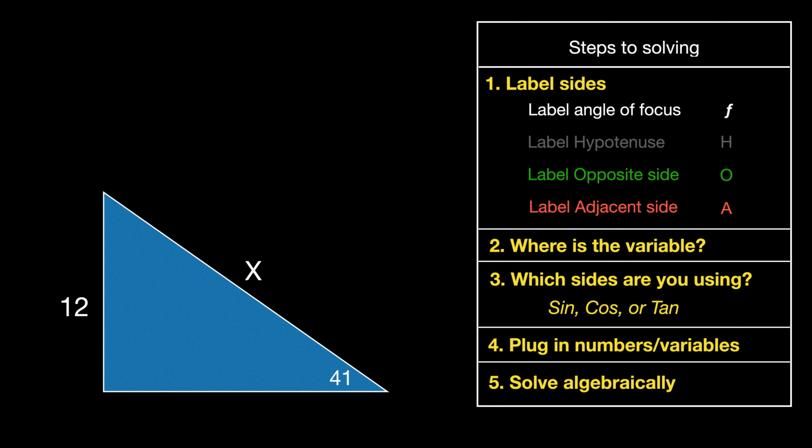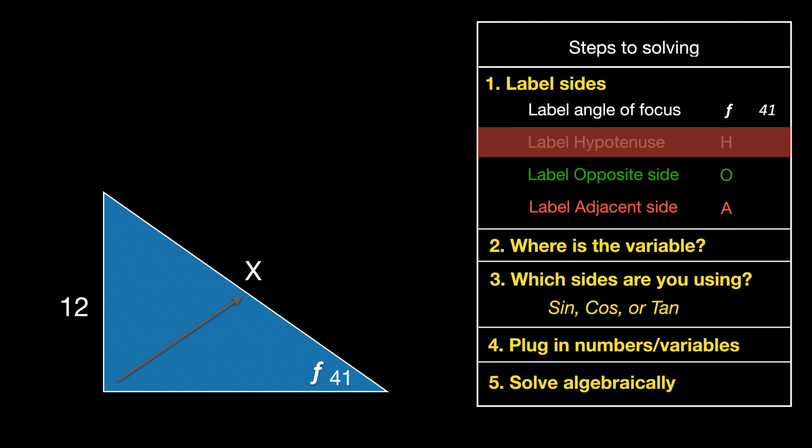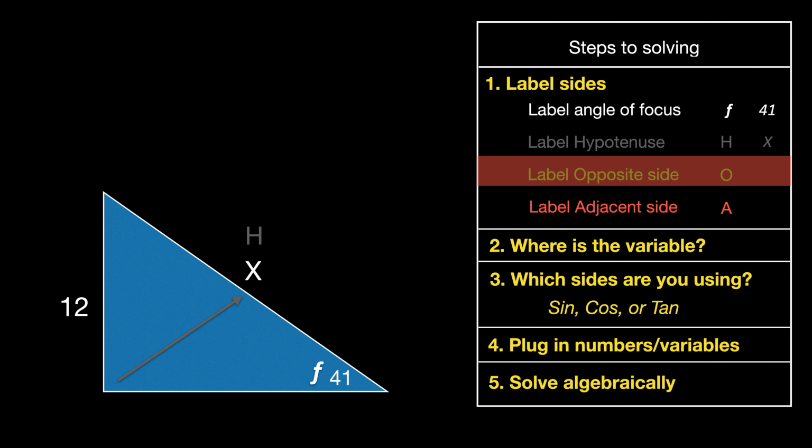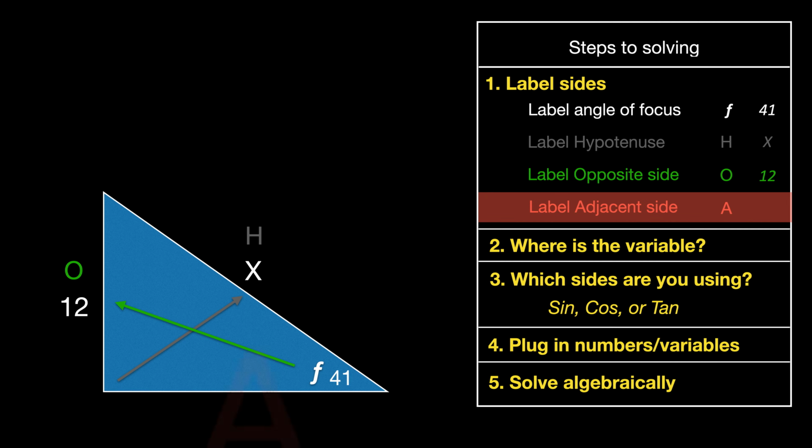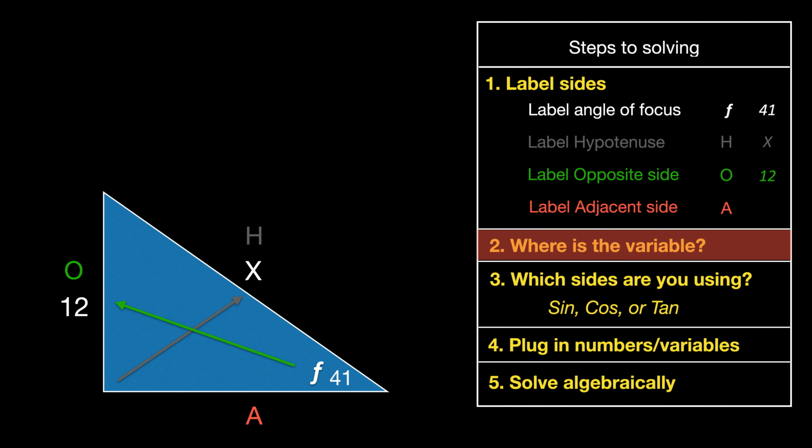So let's go ahead and do that for this one. First, let's label our sides. First, the angle of focus, right there, it's 41. Next is the hypotenuse, which is across from the 90-degree angle. So x is going to be the hypotenuse. Now I'm going to label O, the opposite side of the angle of focus. It's 12. Then the adjacent side is right next to it, and there's nothing on the adjacent side because, again, we're only given 3 things. So where's our variable? Our variable is on the hypotenuse, so we're solving for the hypotenuse.